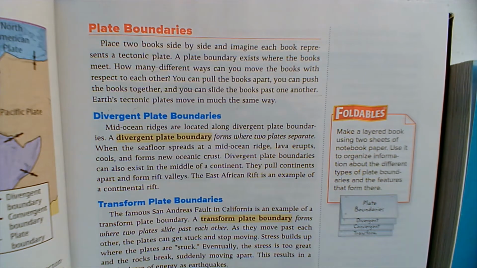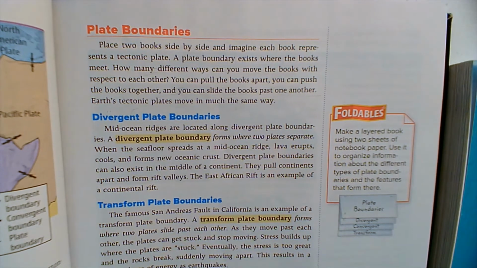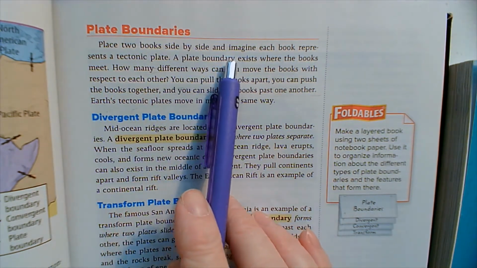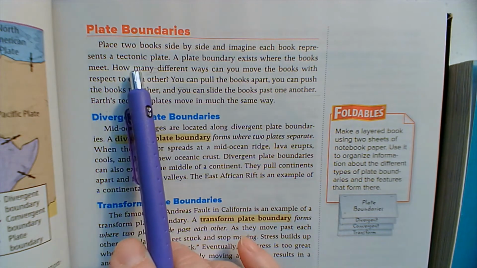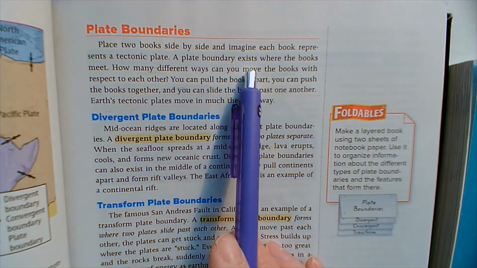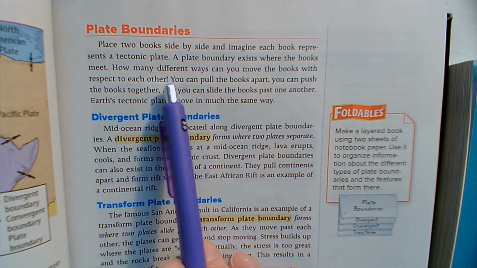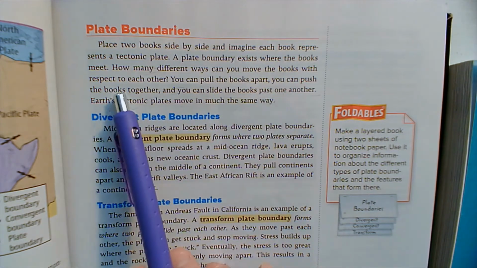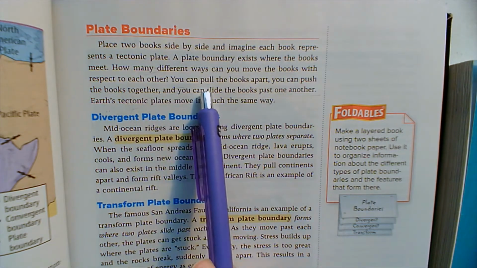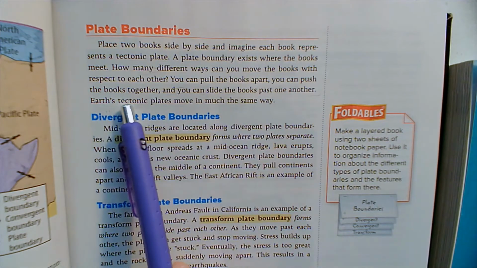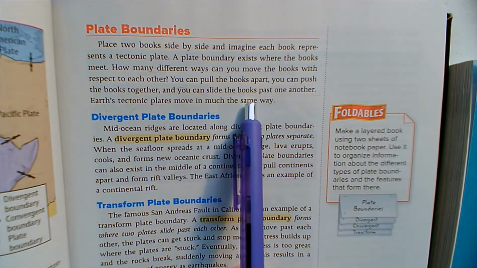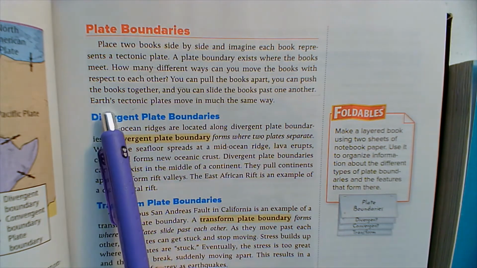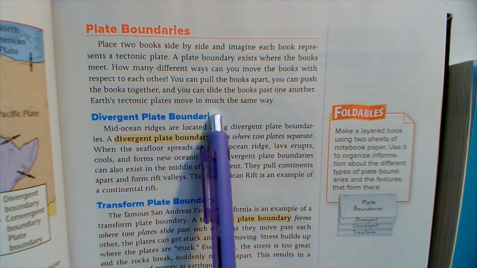Okay, on page 325, plate boundaries. Place two books side by side and imagine each book represents a tectonic plate. A plate boundary exists where the books meet. How many different ways can you move the books with respect to each other? You can pull the books apart, you can push the books together, and you can slide the books past one another. Earth's tectonic plates move in much the same way.